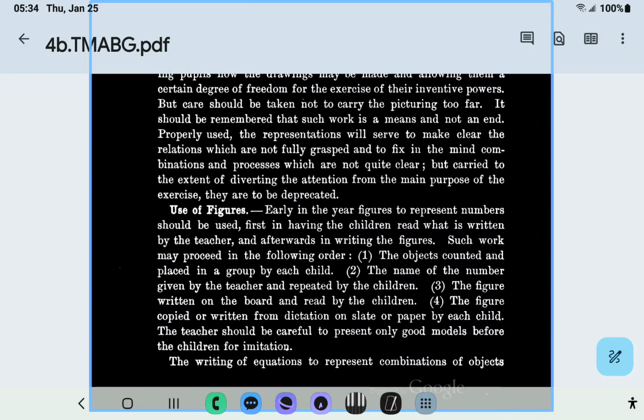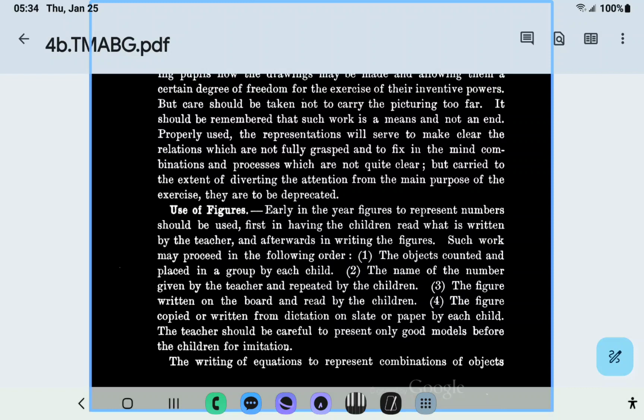Picturing of problems. The picturing of problems may sometimes be given for busy work in the lower grades, one object being to provide a pleasant inducement for the children to review what has been taught. This suggests the advisability of teachers showing pupils how the drawings may be made and allowing them a certain degree of freedom for the exercise of their inventive powers. But care should be taken not to carry the picturing too far. It should be remembered that such work is a means and not an end.